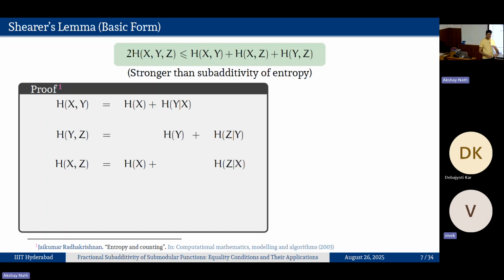Now let's look at a slightly stronger inequality, which is of the form 2 times h of x y z is at most h of x y plus h of x z plus h of y z. So think of it as you have a full set x y z, or 1, 2, 3, and these are my subsets 1 2, 1 3, and 2 3. We'll slowly translate into that way of thinking about these random variables. But let's prove this very basic inequality.